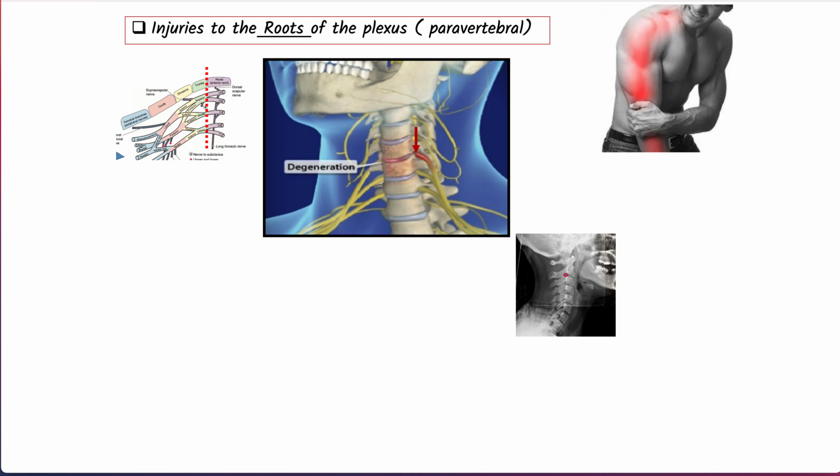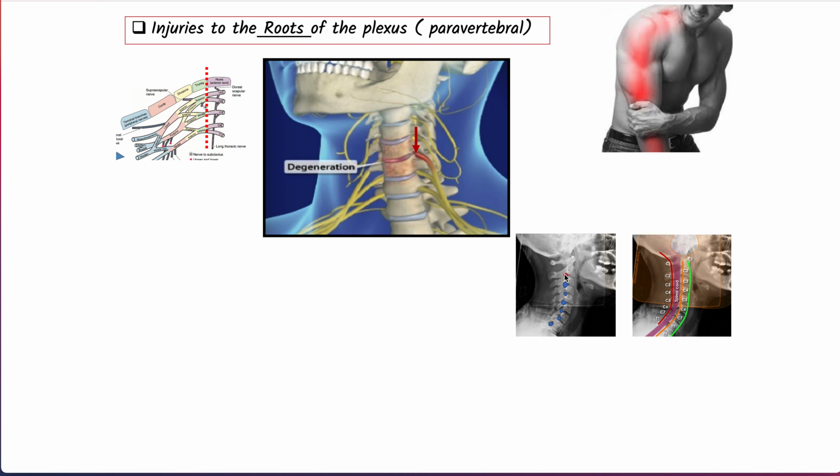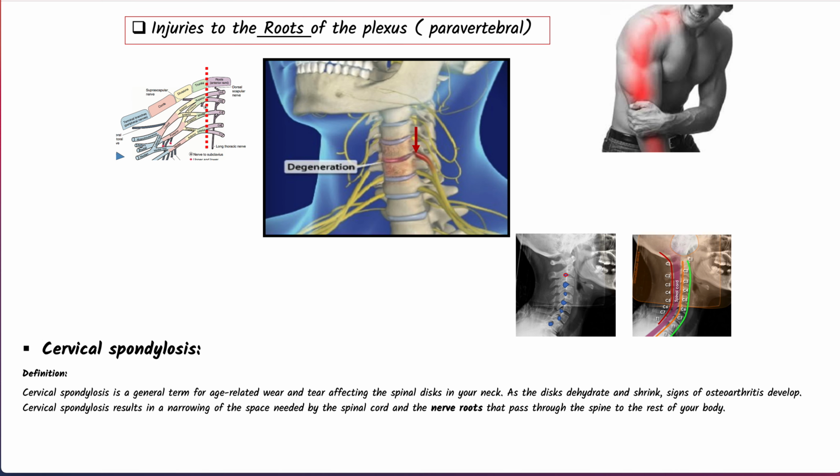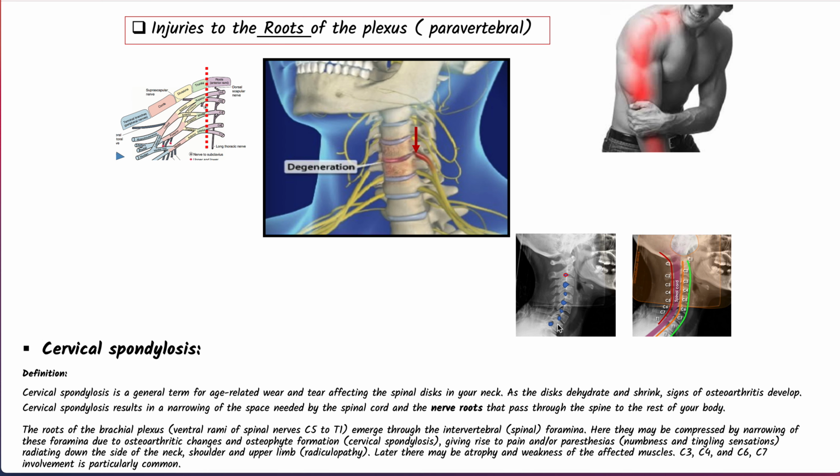Look at this X-ray. We all know these nerves are emerging through intervertebral foramina, and once there is something wrong with the disc, this nerve is being compressed at the point of its origin. And look at the nerve which has been shown involved. There is another X-ray of the neck. So the condition is called cervical spondylosis. And what are the characteristic features of how we can define it? It's a general term for age-related wear and tear affecting the spinal discs in our neck. As the disc dehydrates and shrinks, we can find all these signs. The nerve root is being compressed, and as a result, the patient is severely affected.